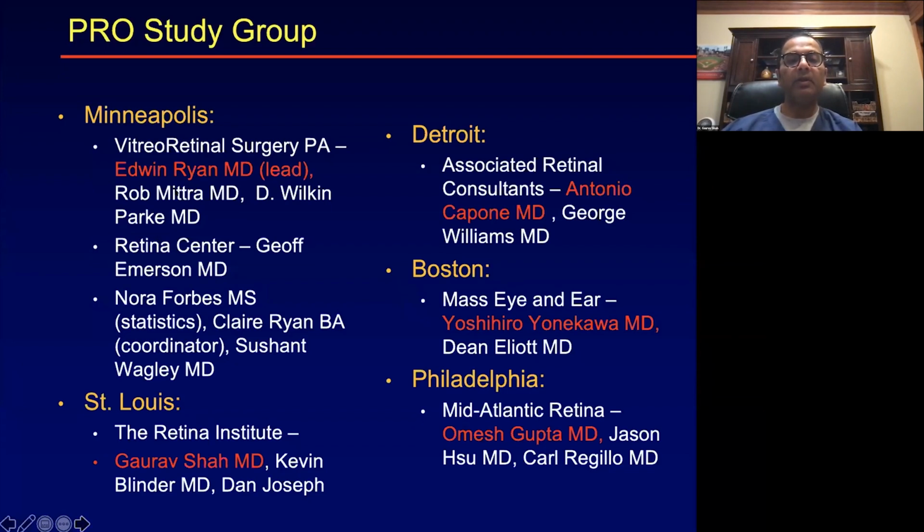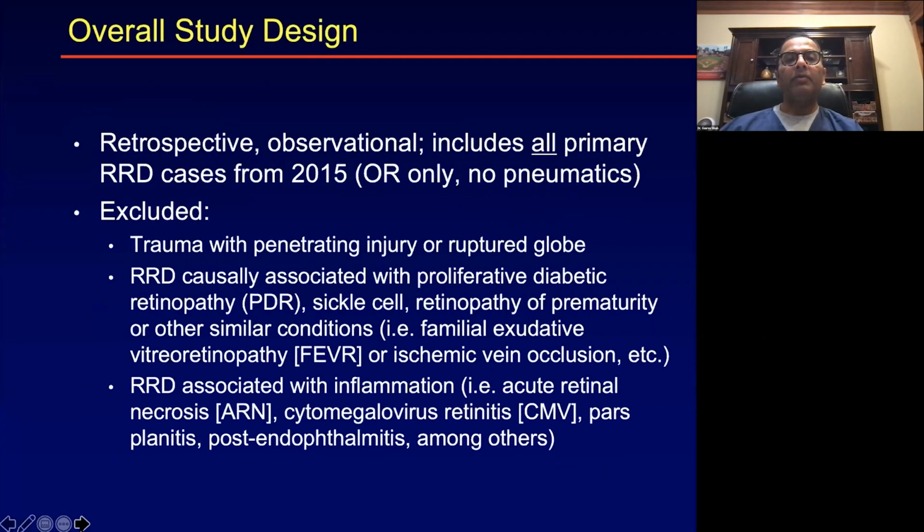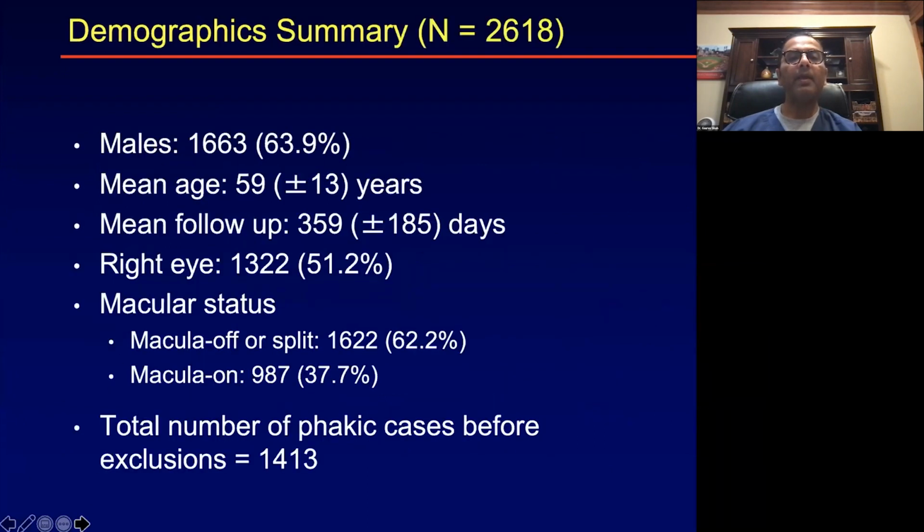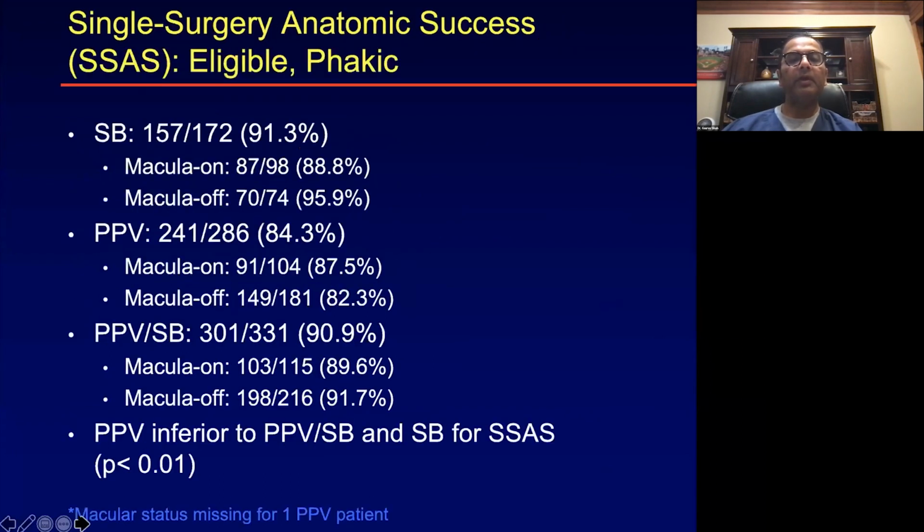And these are the lead authors at each institution. We looked at all primary retinal detachment cases from 2015, with the usual exclusion factors. These are our numbers: males, age, follow-up, and total number of phakic patients before exclusion. Then we looked at who was eligible. So scleral buckle, 91%, vitrectomy, 84%, vitrectomy buckle, 90%.